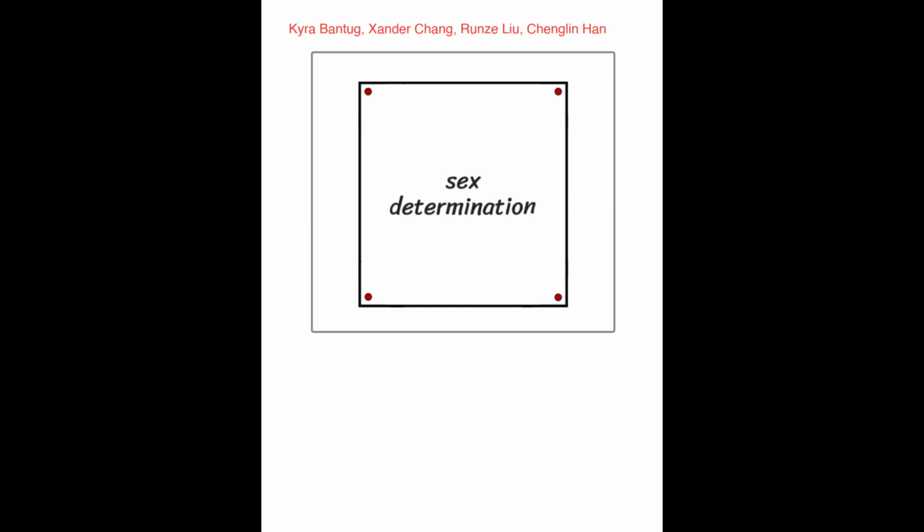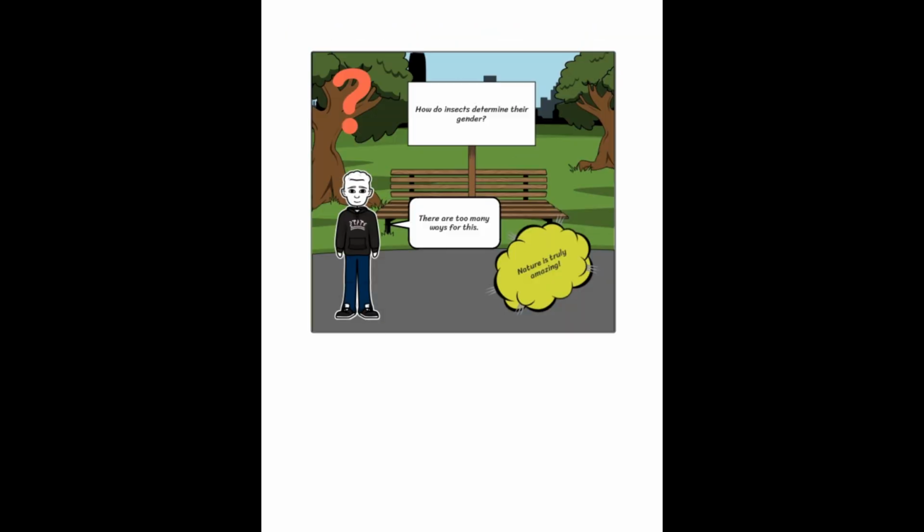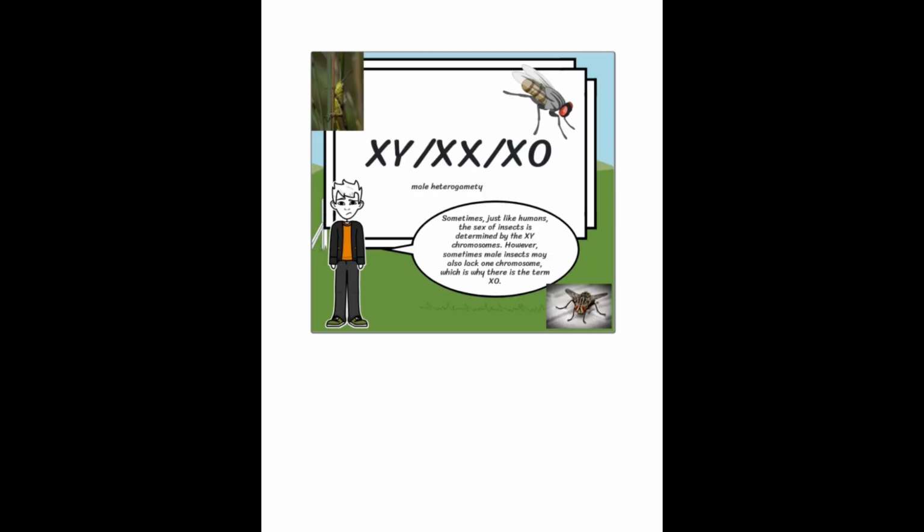Hi everyone! We are going to talk about how insects decide if they are going to be male or female. Hopefully we can all agree that insects are some of the most diverse groups of animals in the world. Just like their biological diversity, they must have many different ways to determine sex. It's just amazing how diverse insects are. But let's just start with the familiar.